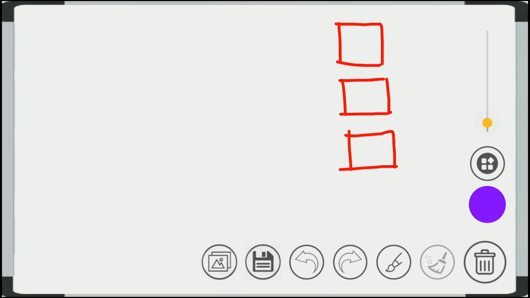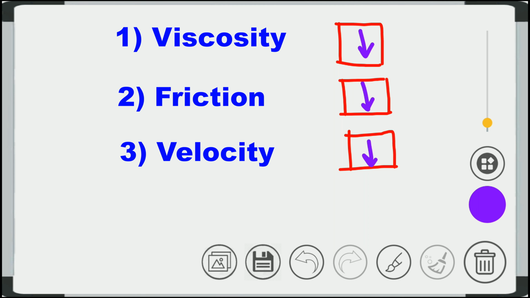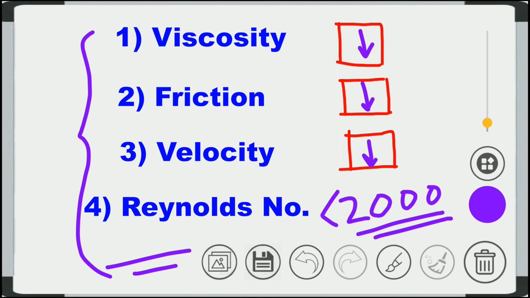First of all, lesser the viscosity of the liquid, lesser the friction between the layers of the liquid, and lesser the velocity of the liquid flowing through the tubes. And the Reynolds number must be less than 2000. This is how a proper laminar flow is achieved.